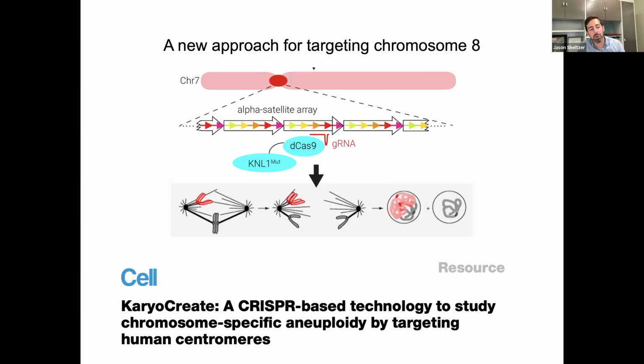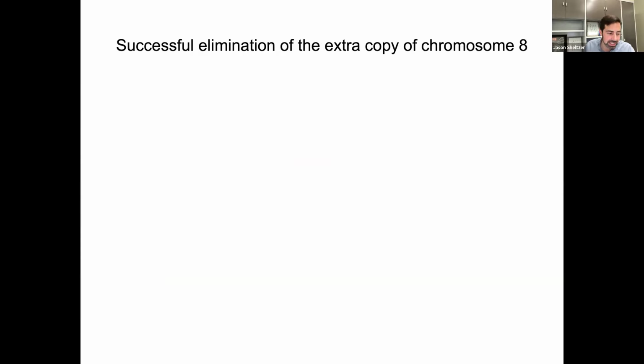So basically, the DeVoley lab published an approach that allowed us to target a specific chromosome for missegregation. We collaborated with Teresa's lab to develop an approach to use this for chromosome 8. We applied it to the induced pluripotent stem cells with the trisomy of chromosome 8 that we had spontaneously isolated. And we were very excited to see that following the use of this new karyocreate technology, we were able to successfully eliminate the extra copy of chromosome 8 from these cells.